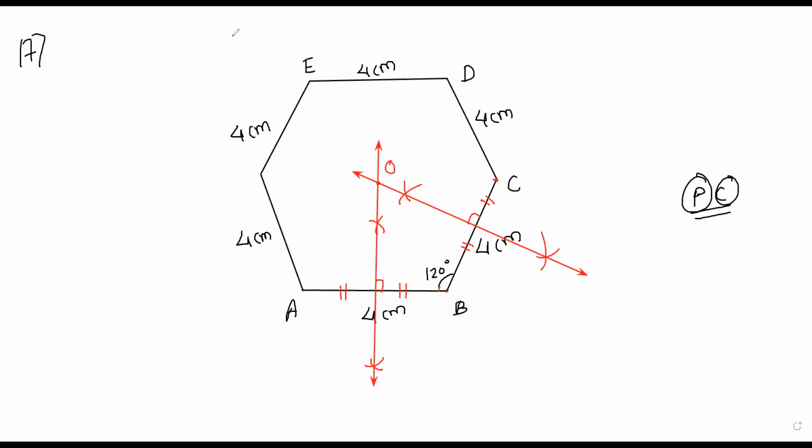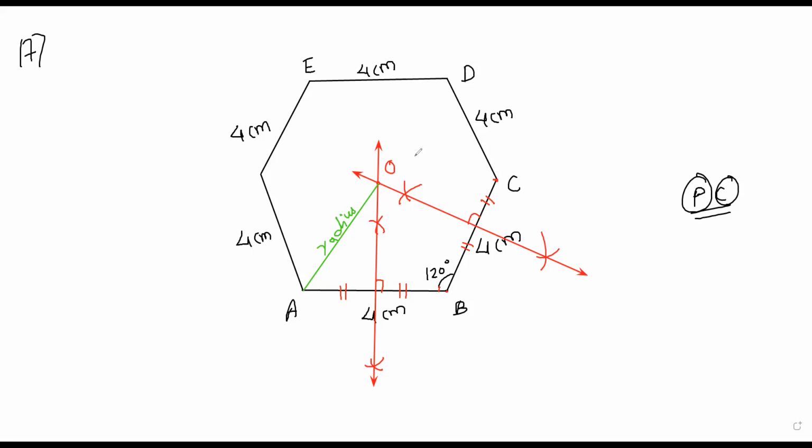All right, so what next? Yes, so from O join A or B, right? OA or OB or whatever, any vertex basically, that is nothing but the radius. Here radius लिहायची गरज नाही आहे, but I am just showing you that OA is the radius.